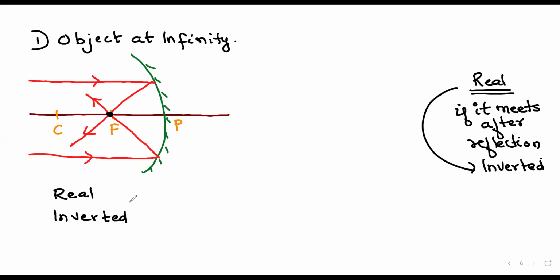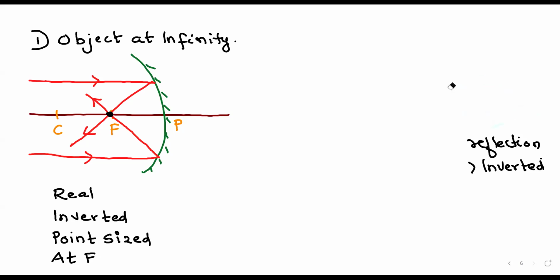And here, all are focused at F. So what type of image is it? It is a point-sized image. Where is it formed, children? At F. These are the things you will know regarding the characteristics of the image when an object is placed at infinity. What are they, children? It's a real image. It's an inverted image. It is point-sized. And the image is formed at focus. Okay. Now we will see the second type of image.